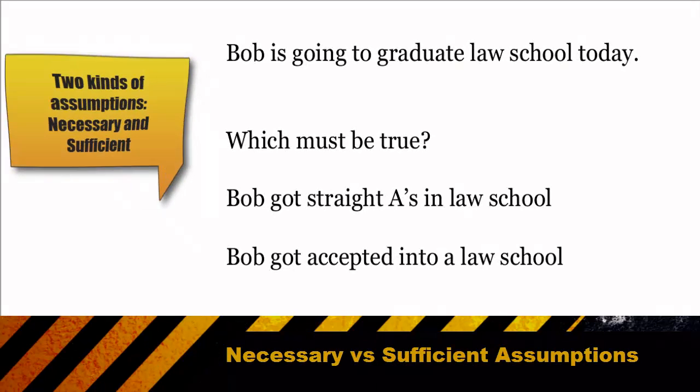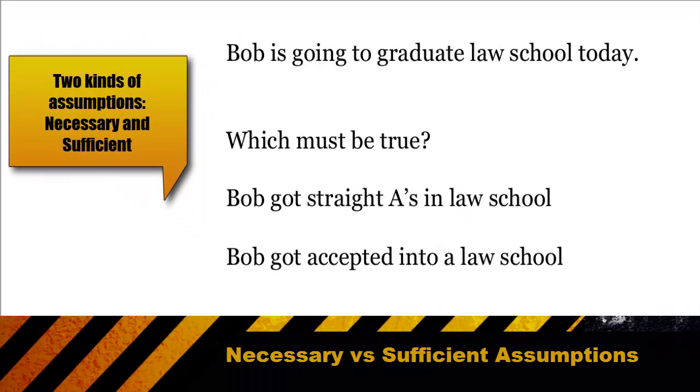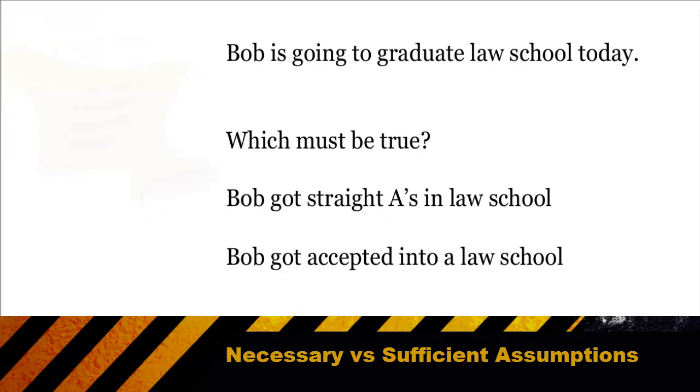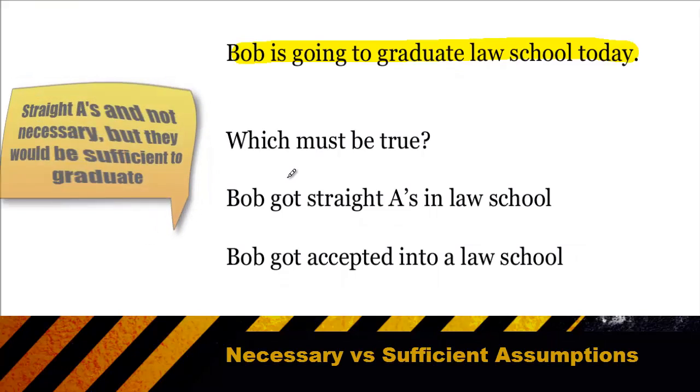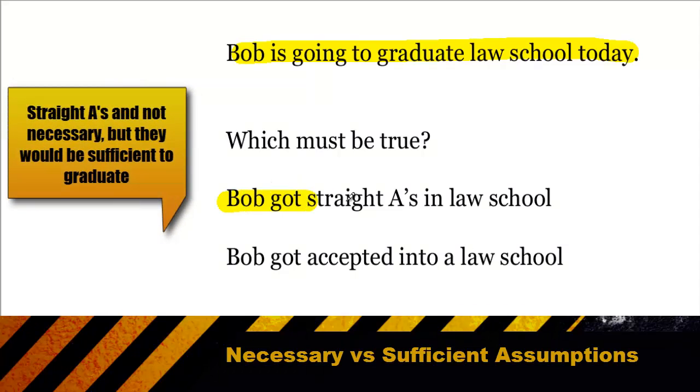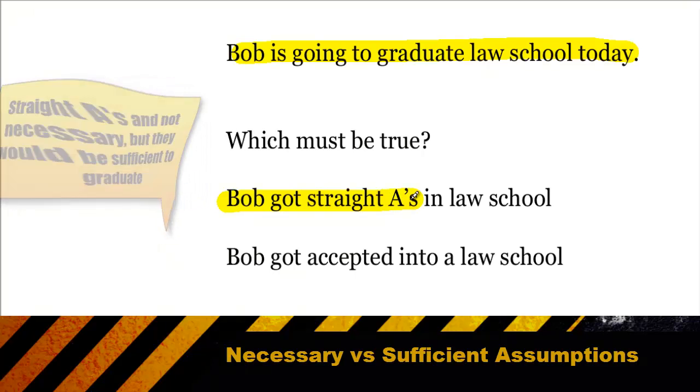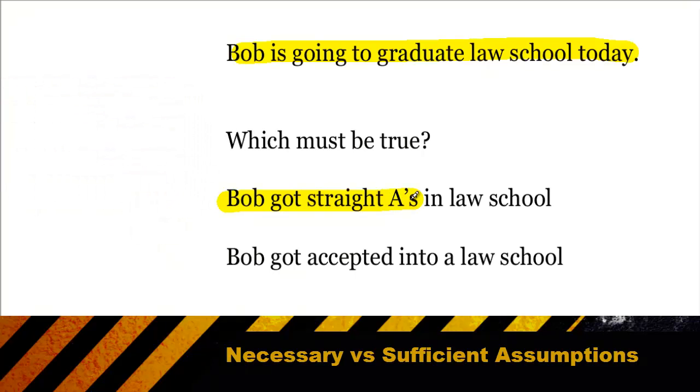To understand the difference between a necessary and sufficient assumption, we can start with a very simple example. If I were to tell you that my friend Bob is going to graduate law school today, then based on that, which of the following must be true? Must it be true that Bob got straight A's in law school? Well, not really, because there are plenty of people who get straight B's and still graduate law school.